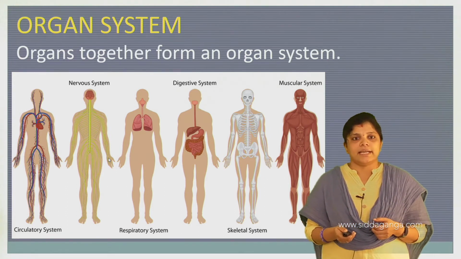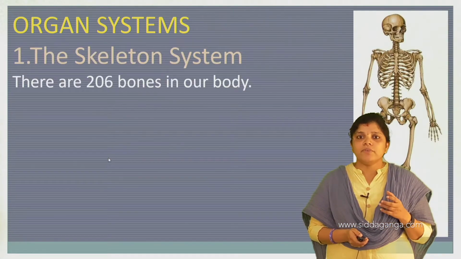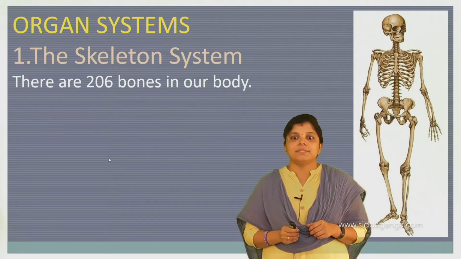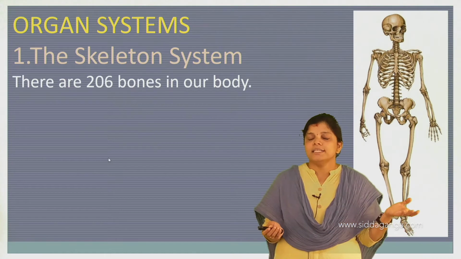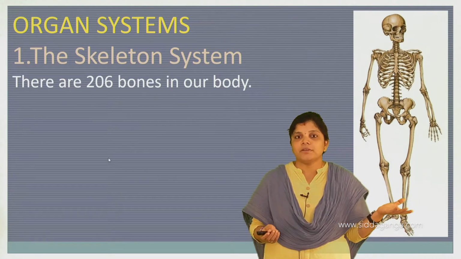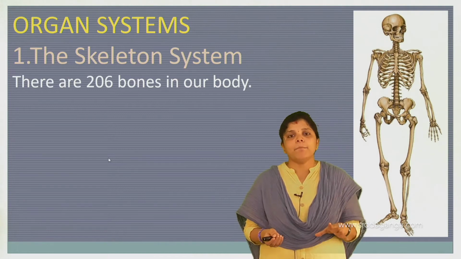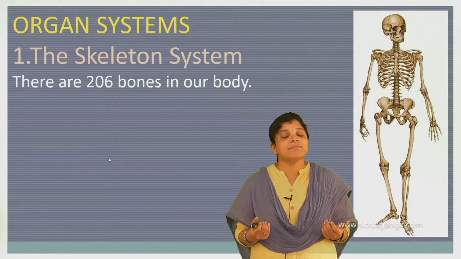Okay, and next, in the organ systems, first we are going to learn about the skeletal system. See, this picture is the skeletal system. Our body is made up of 206 bones.